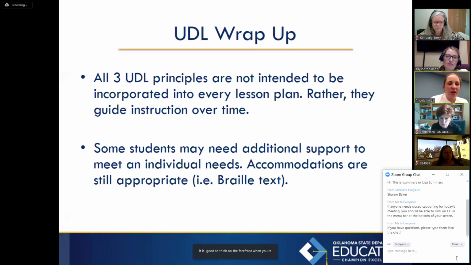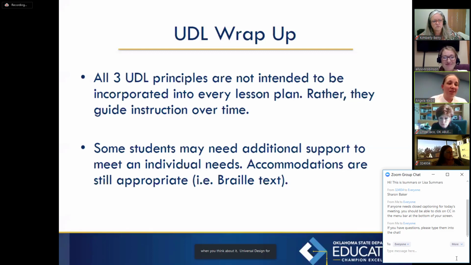it's good to think on the forefront when you're designing your lesson about, is this a good lesson plan that I've developed, or does it need an area of improvement to get my students engaged? So again, it's not all 3. I don't have to change my practice overnight. And sometimes when you think about it, universal design for learning is just good teaching practice.